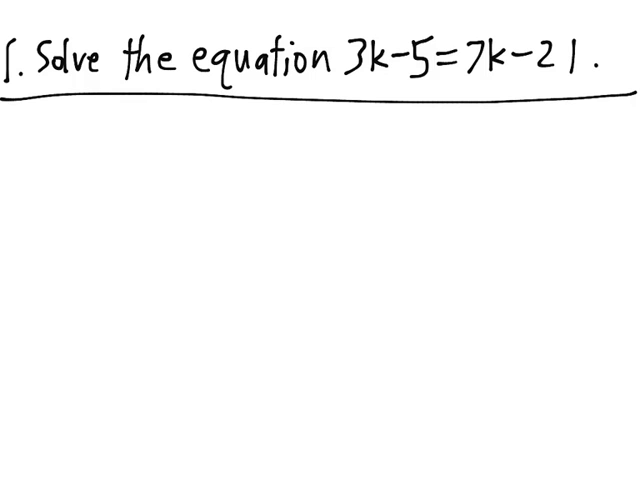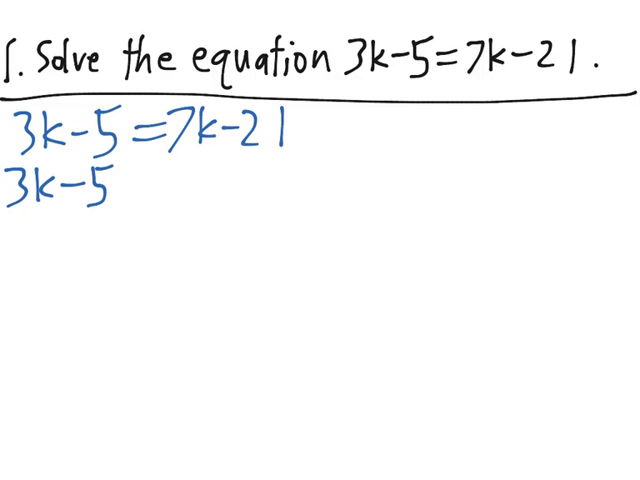Here are some examples of solving equations where the variable appears on both sides. Problem 1. Solve the equation 3k minus 5 equals 7k minus 21. So we have our equation, 3k minus 5 equals 7k minus 21. And the first step is to move all occurrences of k to one side of the equation. Let's subtract 3k from both sides.